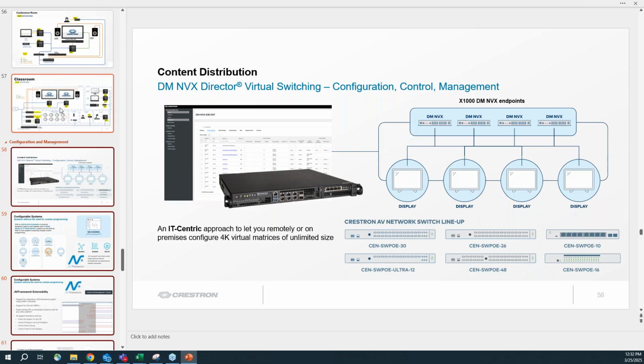Director is really a key piece and differentiator in the environment simply because it gives global viewability of the NVX items. So we're not only going to be able to see a heartbeat and a health status, we're going to be able to see firmware levels. We're going to be able to push firmware updates. We're going to be able to see a global matrix of where we want video signals or audio signals or USB signals to be routed. But it's really become a hallmark differentiator in our video IP ecosystem.